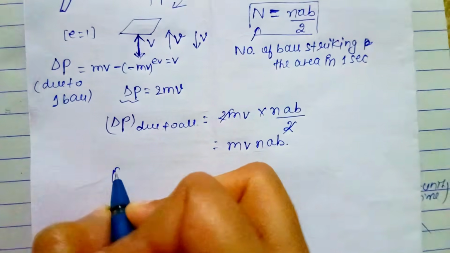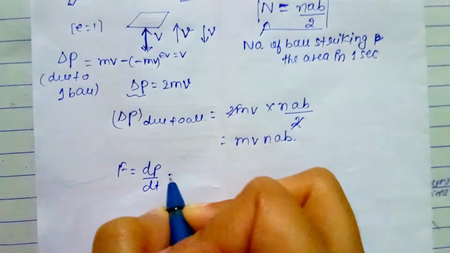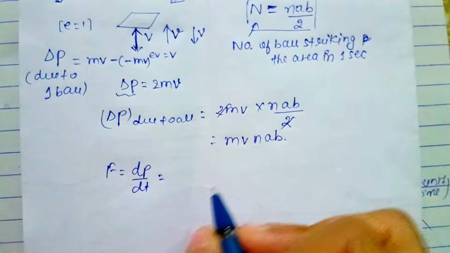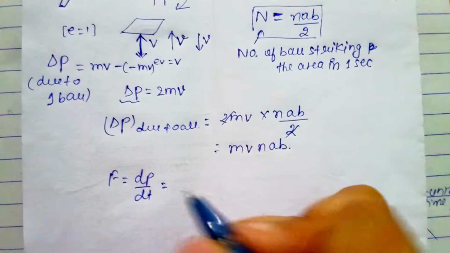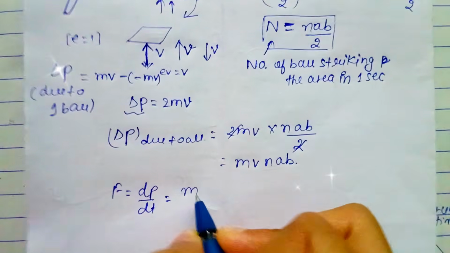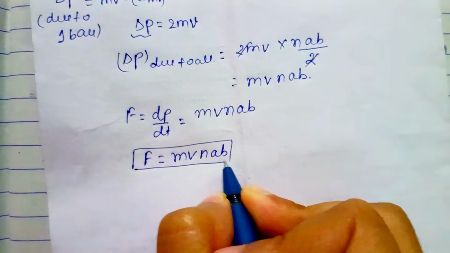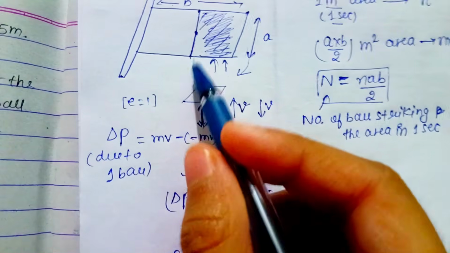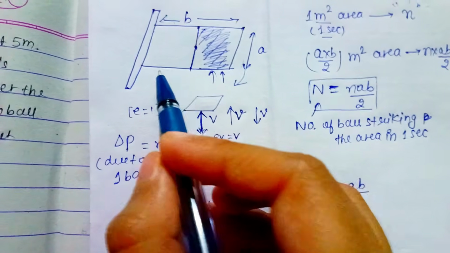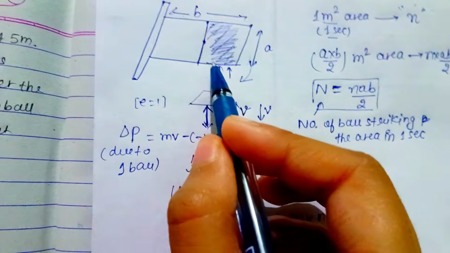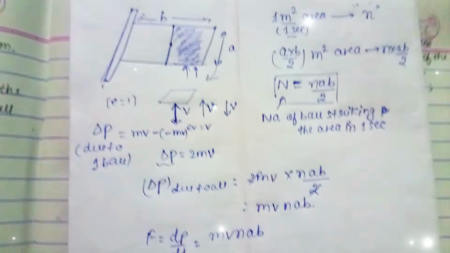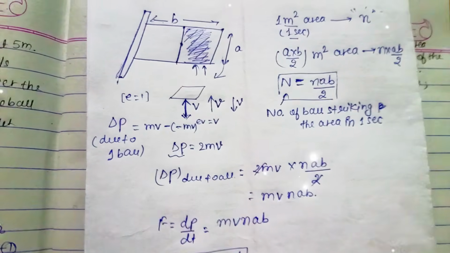Now we have to calculate force, and force is nothing but dp by dt. We are taking everything for 1 second, so dt is 1, and the change in momentum is mvnab. This is the force which is balancing out the mg, resulting in the plate being held, and this is the hinge by which it has been held. Now let us check what we have to do further.